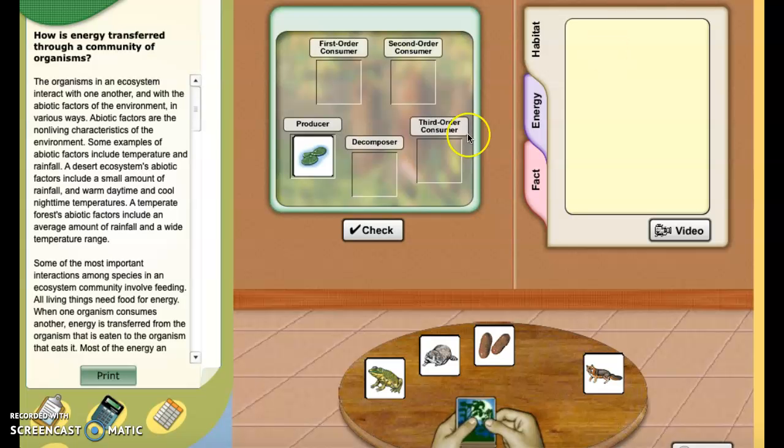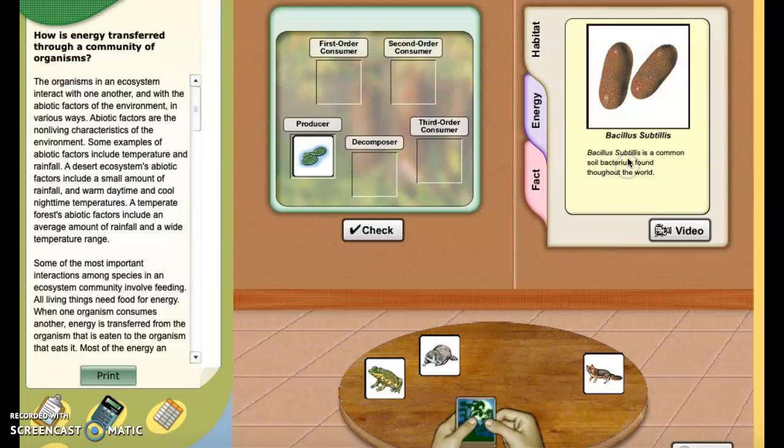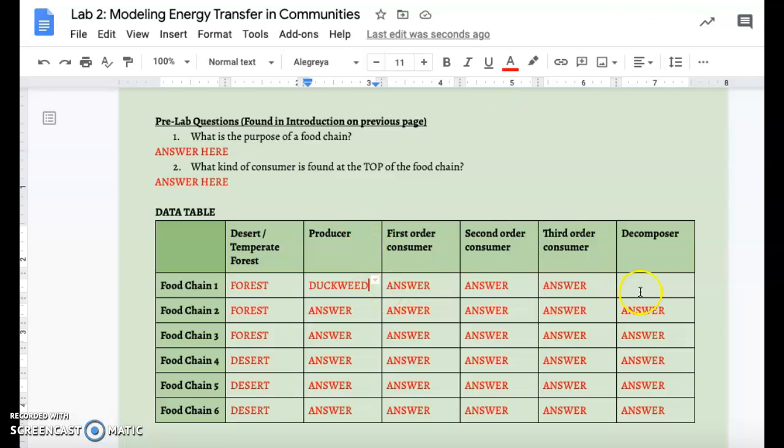The next one I'm going to do is decomposer, and these 3 look like animals. Animals these big are not decomposers. It's usually like little fungus, little bugs. So I'm going to click on this. What's that? Bacillus subtilis. So it turns out this is a bacteria. It's called Bacillus subtilis. You guys just write Bacillus S because that's too much, right?